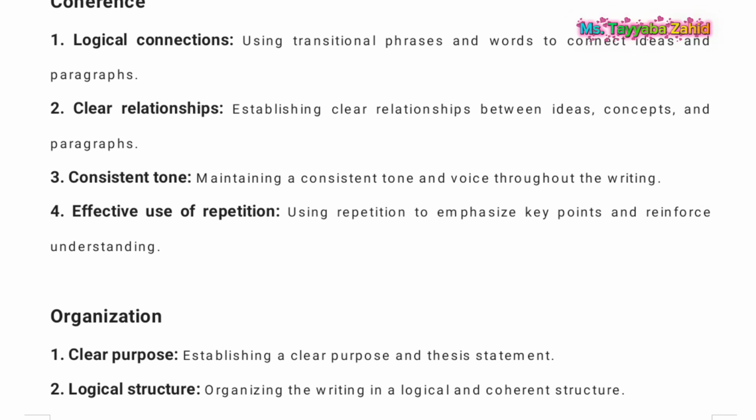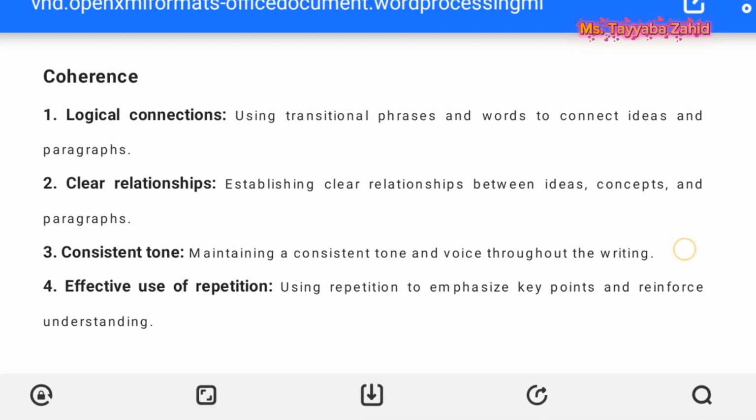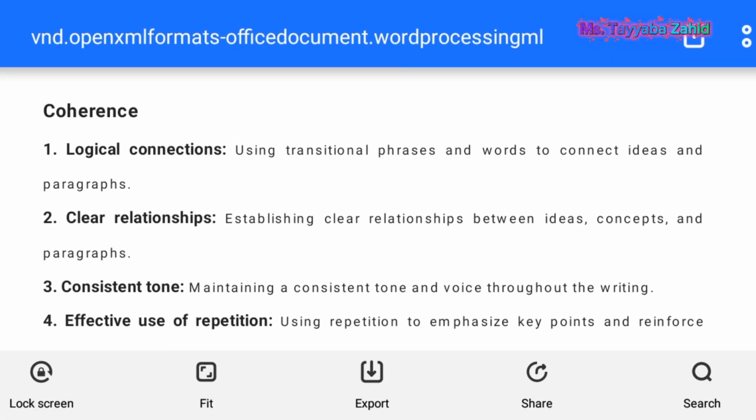Number three is consistent tone, maintaining a consistent tone and voice throughout the writing. Number four is effective use of repetition. Using repetition to emphasize key points and reinforce understanding. Basically, in the coherence, you have to provide certain logics.